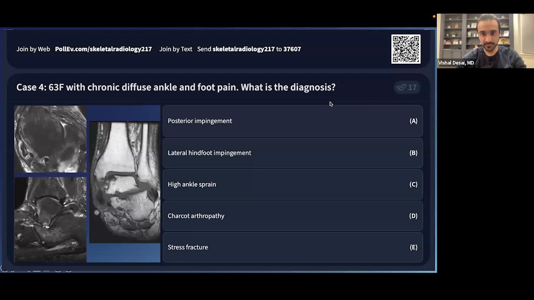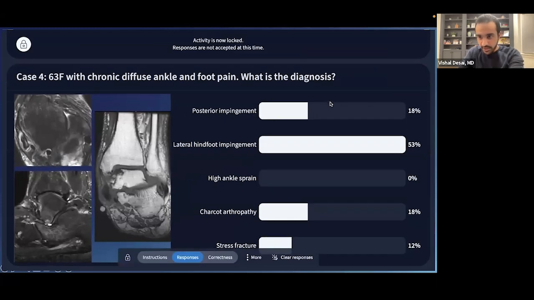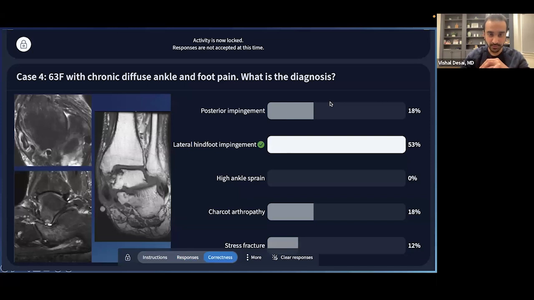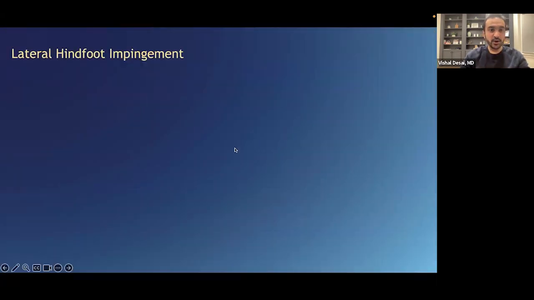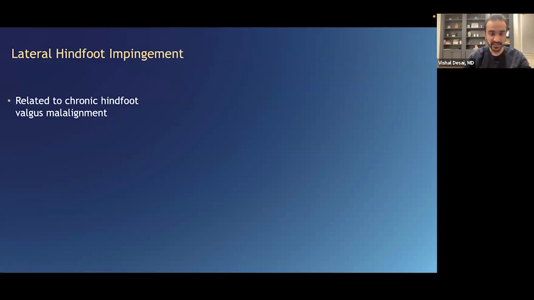So let's move on. Okay, looks like about 53% of people got that right. This was a case of lateral hindfoot impingement, and we're going to go through that whole cascade now. So lateral hindfoot impingement, this is an umbrella term for extra-articular talocalcaneal and subfibular impingement that's going to happen due to chronic hindfoot valgus malalignment.